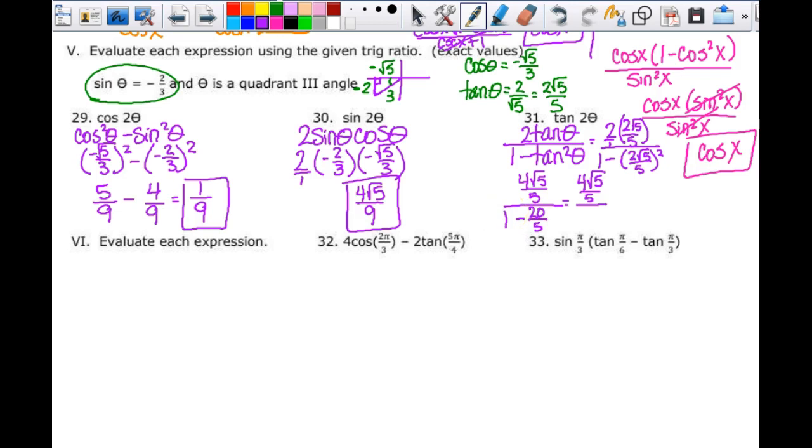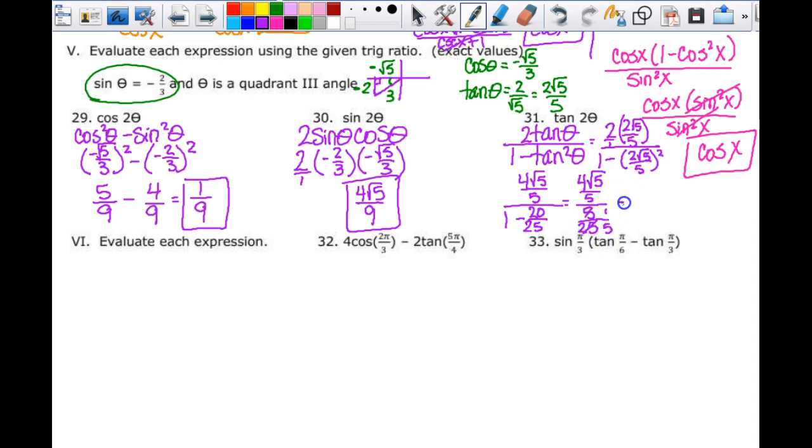What did I do wrong? Oh, it's 20 over 25. Dang it, I did what I told y'all not to do. I have to square the 5 also and get 25 down there. I knew I was supposed to have a 25. I was confused. So this is going to be 25 over 25 minus that, so that's going to give you 5 over 25. So this reduces down to 1/5.